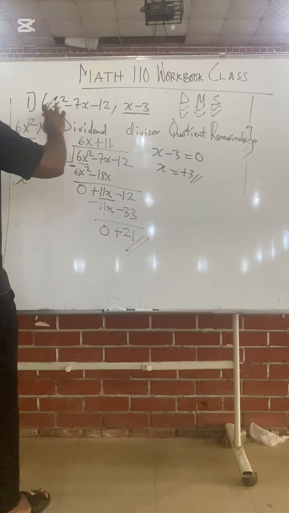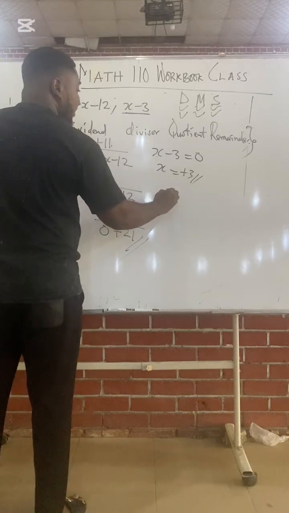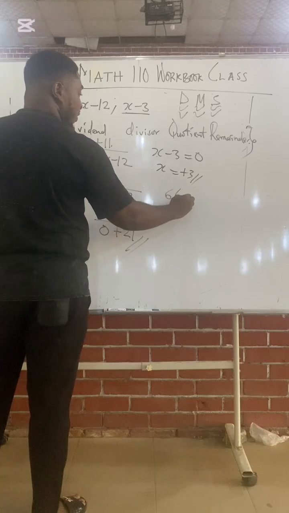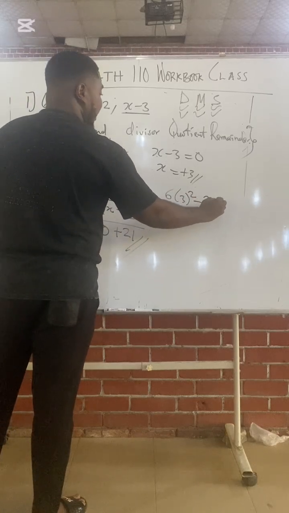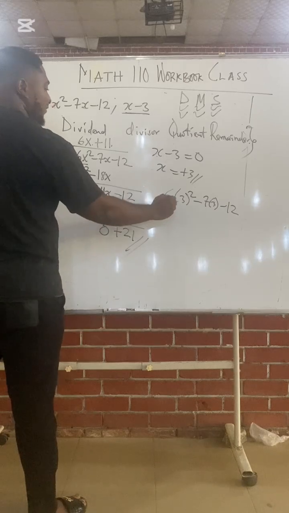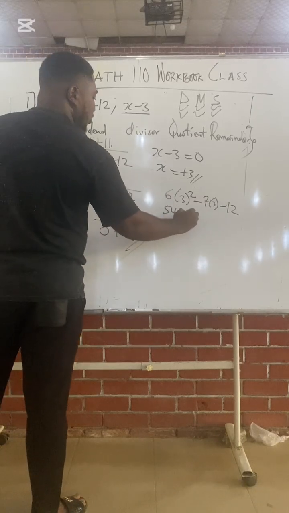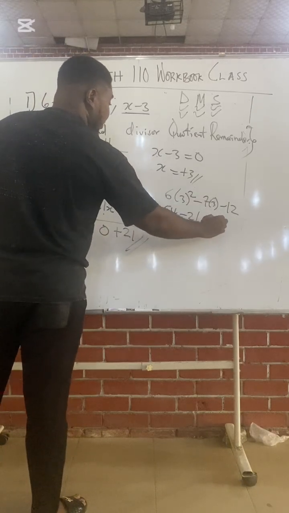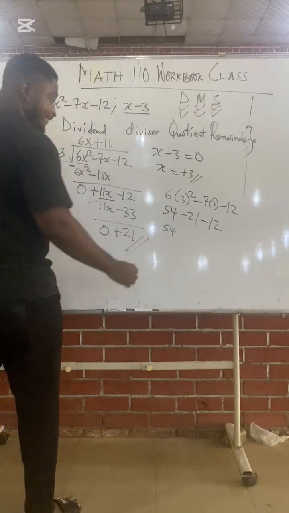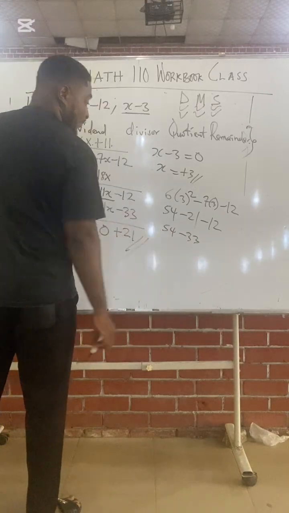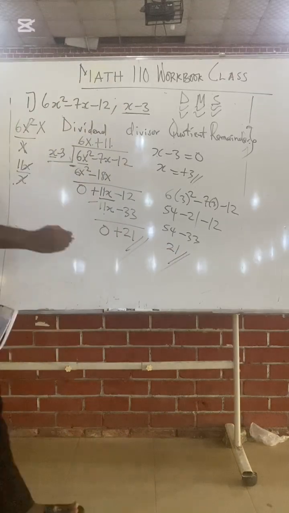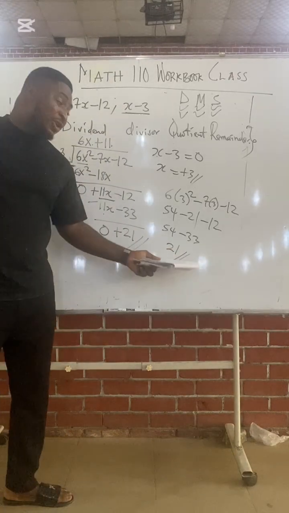Take this 3 and put it into the main dividend. Anywhere you see x, put 3. Check, you should have 21. 6 times bracket 3 squared, minus 7 times bracket 3, minus 12. 3 squared is 9. 9 times 6 is 54. 7 times 3 is 21. So 54 minus 21 minus 12. Check calculator: 54 minus 33 is 21. Remainder is 21. Without long division, I still got the remainder as 21.